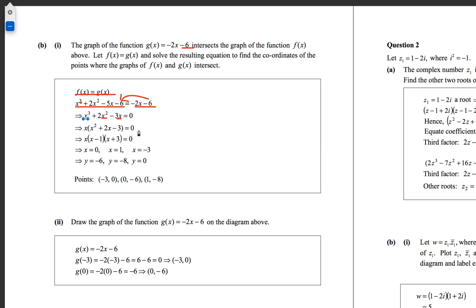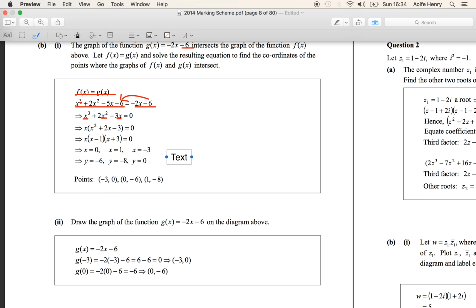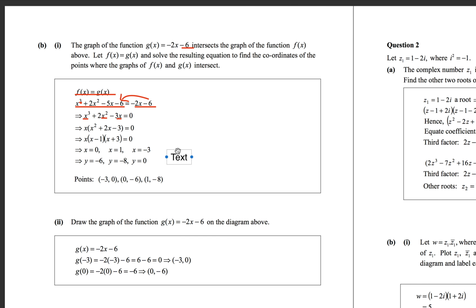Now this is the exact same thing as saying x minus 0 times the rest of it, equal to 0. So that means that this term here, that x minus 0, is a factor.